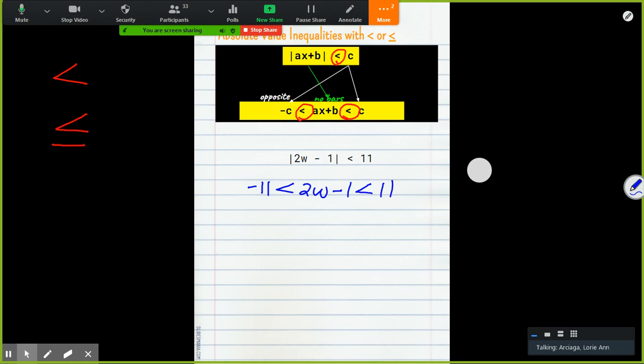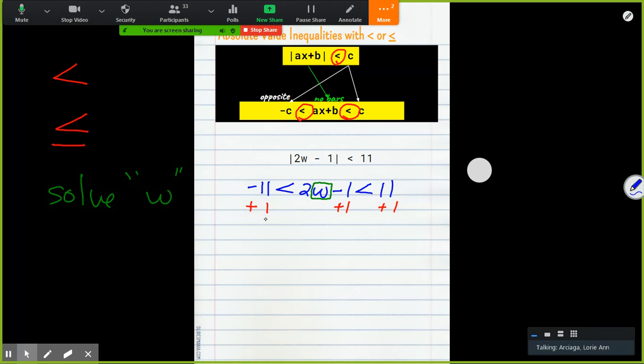So now how do we solve? We need to get the w by itself. That's our goal every time we solve. So solve means you get the w by itself, right? Could be x, whichever the variable is. So to do that, we need to remove the negative 1. How? We add 1. But whatever we do to the middle, we also have to do to the left and to the right. Okay? So now let's simplify.